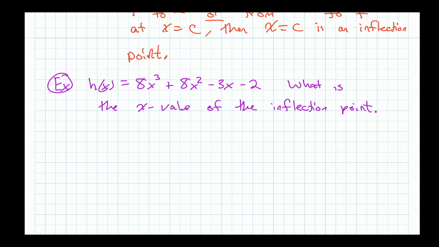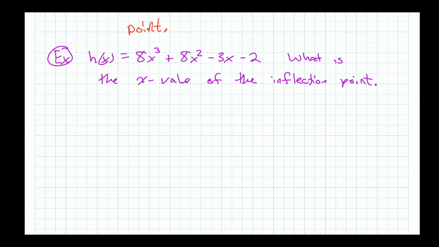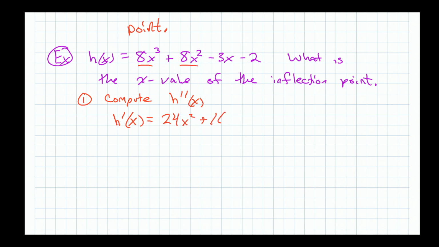Well, we know an inflection point has to do with the sign of the second derivative. So we're going to need the second derivative. So let's compute, in this case, h double prime. So we have h. I don't need to rewrite it because we can see it right there. So what's h prime? We're going to just use the power rule 3 times here. So 8x cubed, that's going to be 24x squared. 8x squared, that's going to be 16x. Minus 3x, that'll be minus 3. And then the minus 2 will be 0.